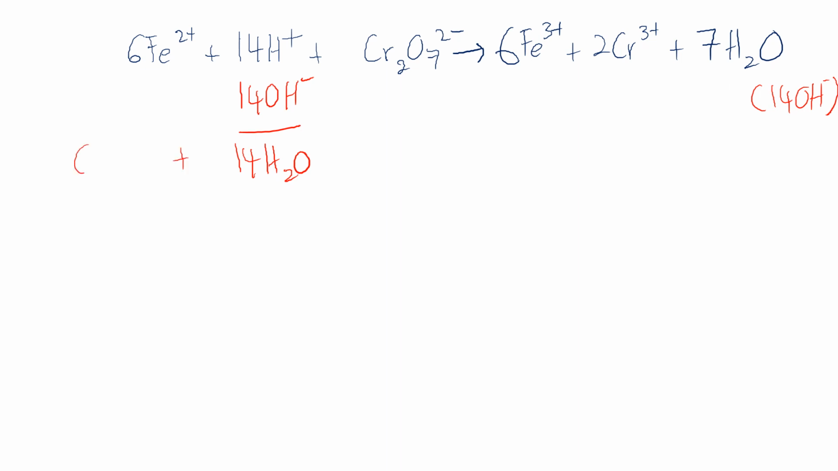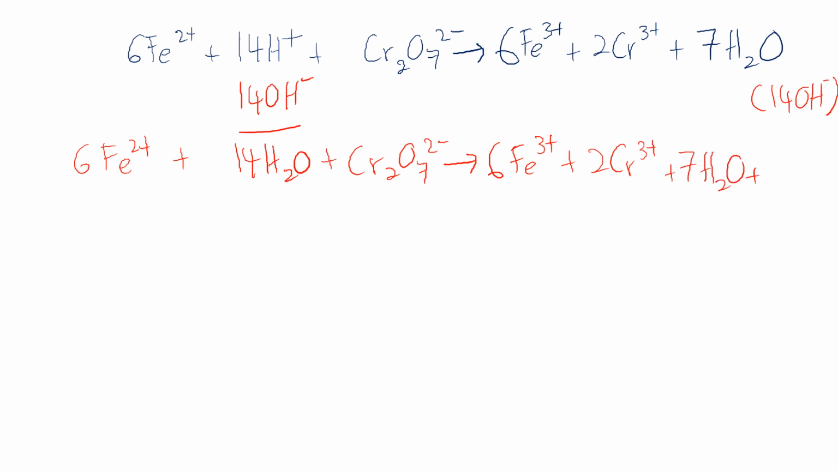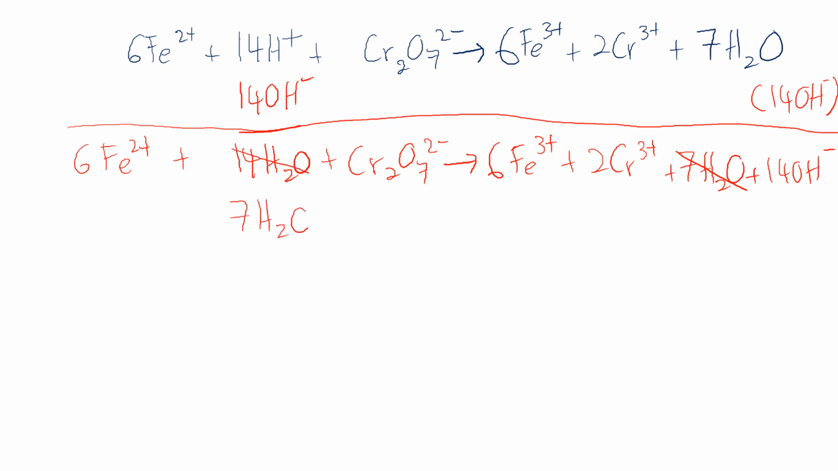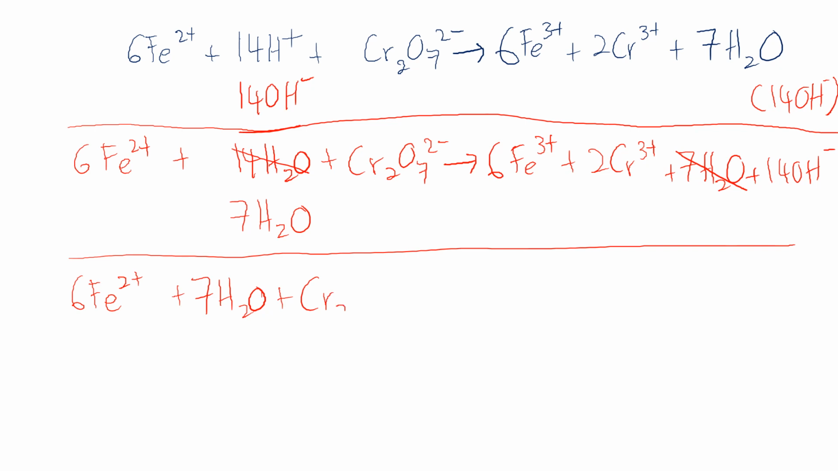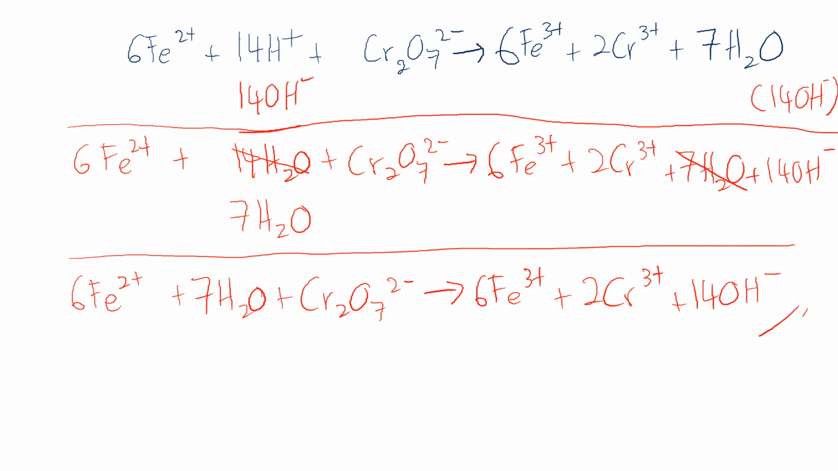So 6 Fe2 plus plus 14 H2O plus Cr2O7 2 minus produces 6 Fe3 plus, 2 Cr3 plus, 7 H2O plus 14 OH minus. 14 H2O and 7 H2O are the same species, so they cancel: 14 minus 7 leaves 7 H2O. So the final equation is 6 Fe2 plus plus 7 H2O plus Cr2O7 2 minus produces 6 Fe3 plus, 2 Cr3 plus, 14 OH minus. So this is the answer in basic.